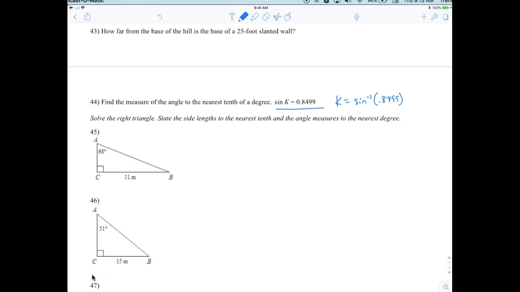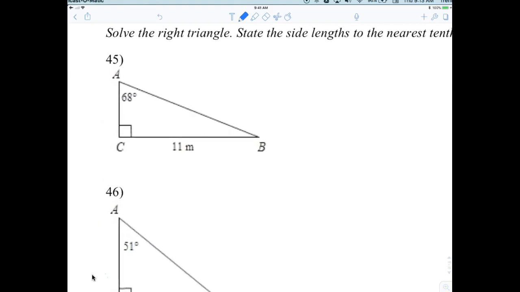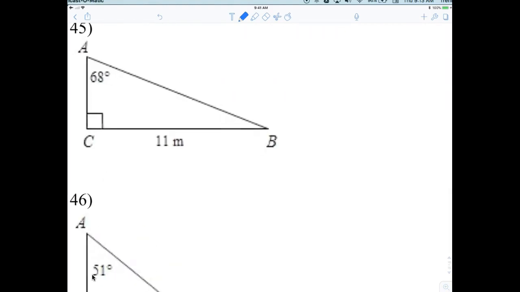Okay, so please look real quick at 45. Solving the triangle just means find the missing parts. All right, so everybody do me a favor. At 45, you should be able to look at the missing angle and say the missing angle is 22 degrees. That's not hard. All right, now let's find the hypotenuse. We have to use trig to find the hypotenuse.